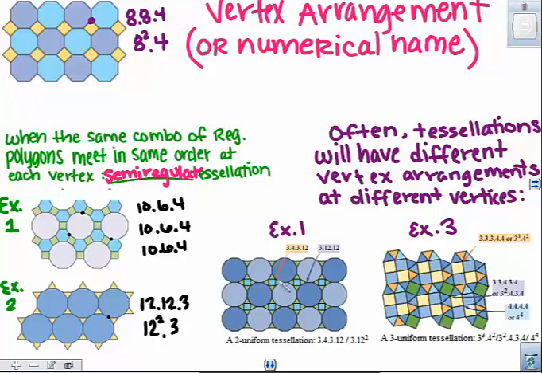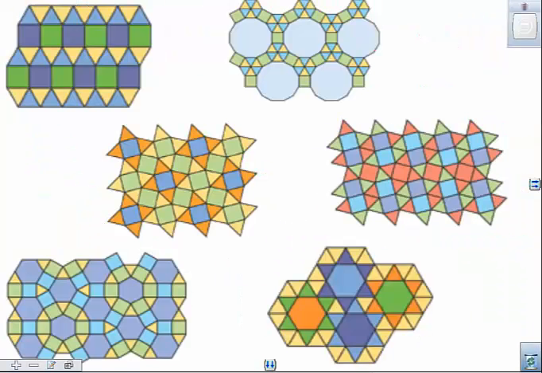You need to come up with your image, whatever tessellation you want your design to be, and you'll trace the shapes. I have the shapes for you to cut out, and you'll trace that same image over and over and over onto your grid paper. Here are just some other ideas that you may want to use. These are all in your book in section 7.4.